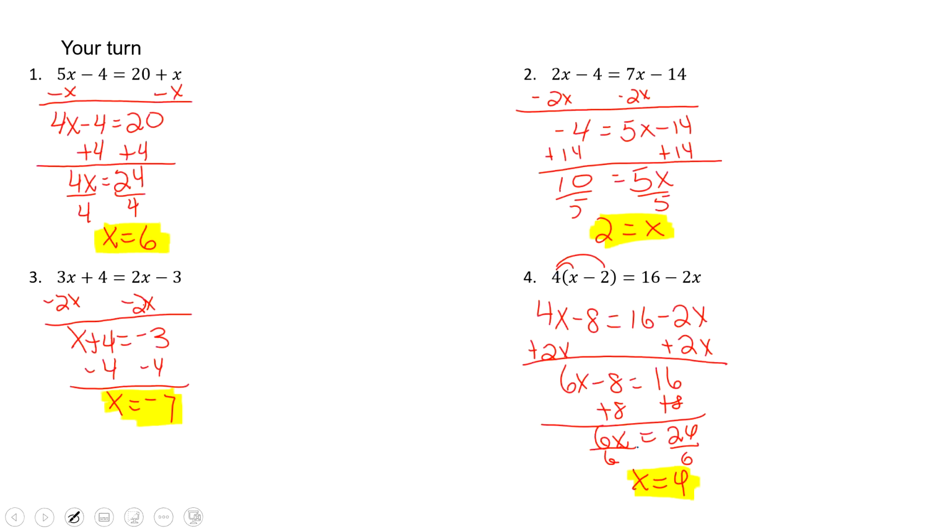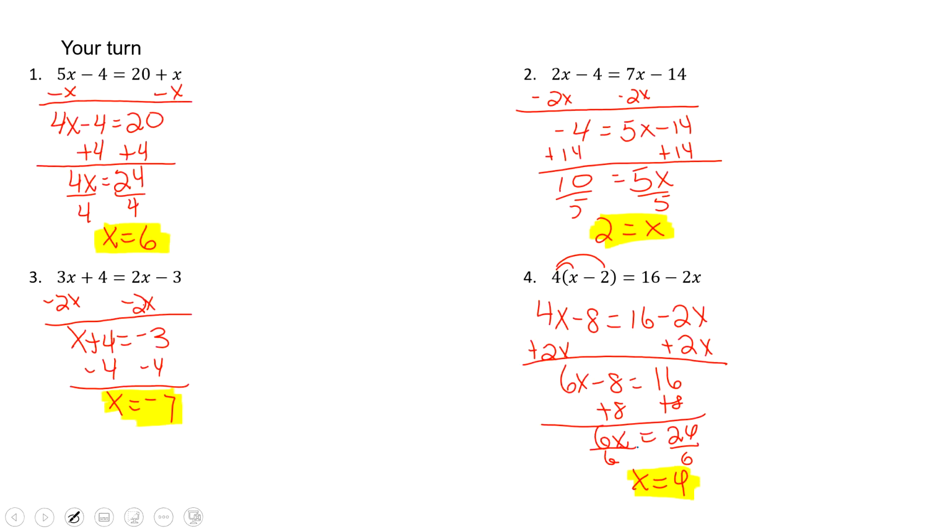All right, so again, the answers are highlighted in yellow. The first one, I moved x from the right to the left, again, working with positive coefficients. Once I did that, I undid all my stuff. I ended up with x equaled 6. Number 2, this time I worked with positive, so I moved everything to the right. That was going to keep me with the positive coefficient in front of x. So I subtracted 2x from both sides. That left me with -4 equals 5x minus 14. Moved the 14 to the other side because I want to get the x by itself. Divided by 5, got x equals 2.